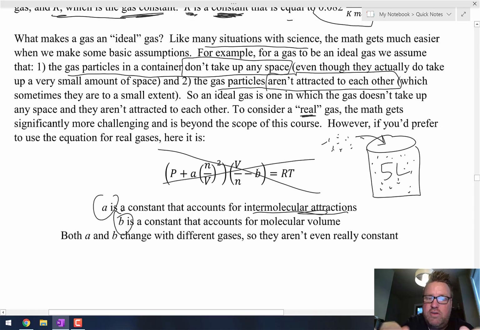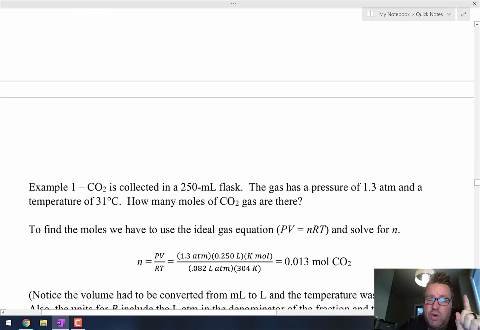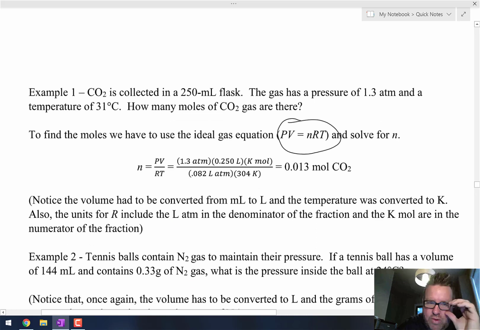That is the equation for real gases, but again, it's not something that we use in certainly a general chemistry course, probably not even in a college introductory chemistry course. But that is the equation that you theoretically would use if you want to take into account the fact that the gases do take up some space and they are slightly attracted to each other. So we are not going to use that equation. We're going to use the much, much easier equation, the ideal gas equation.